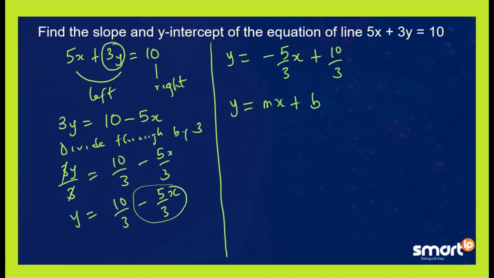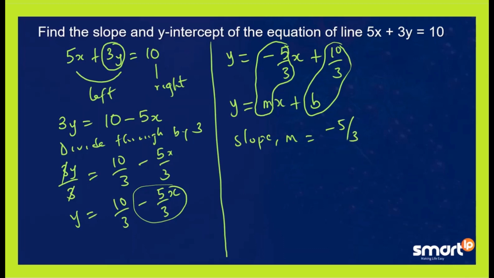You can see clearly that this minus 5 over 3 is our m, while b is 10 over 3. Okay, so we can conclude that the slope m is equal to minus 5 over 3, while the intercept b is 10 over 3. That's a good one.